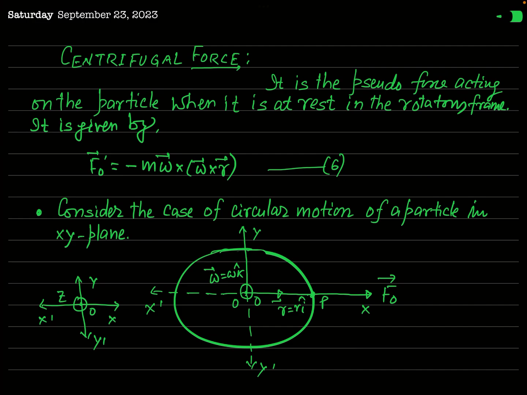It is just a fictitious force which comes into picture when our particle is stationary in the rotatory frame. Okay, and how is it defined? Its expression is F naught dash equal to minus m omega cross r. Okay, this is actually the expression for the centrifugal force.